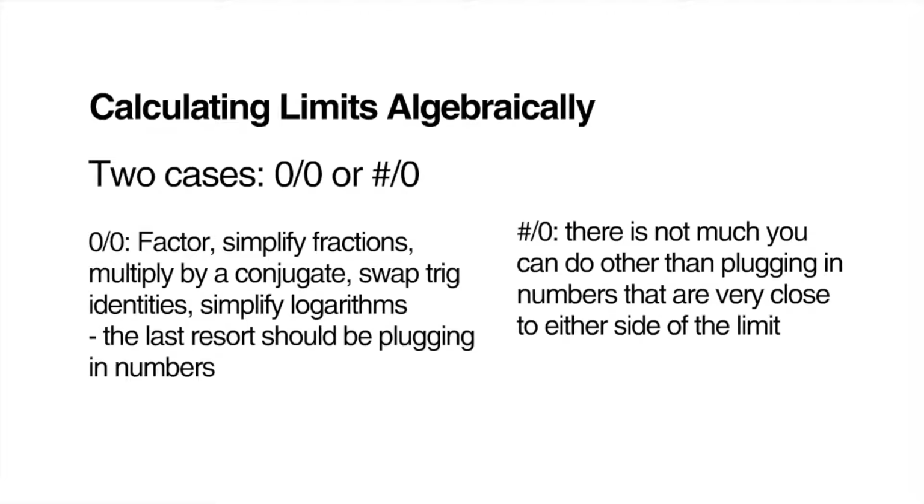Some ways to simplify are factoring, simplifying complex fractions, multiplying by the conjugate, etc. If it still can't be simplified, the last resort is plugging in values. Likewise, if you get a number over 0, in that case you have to plug in values very close to either side of the x value to see what it approaches.